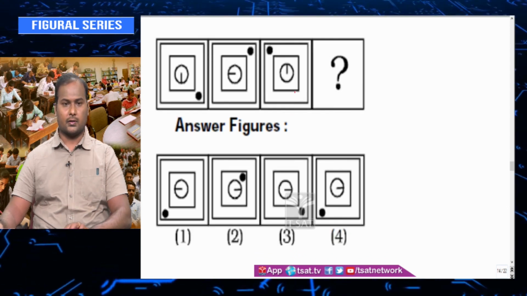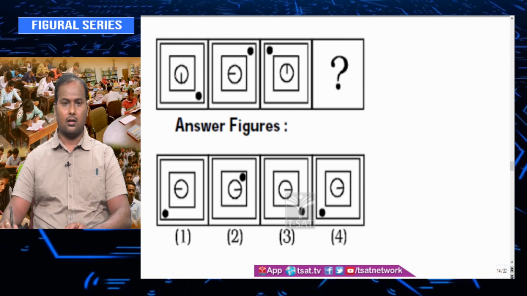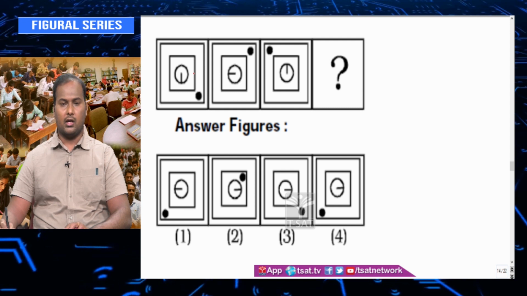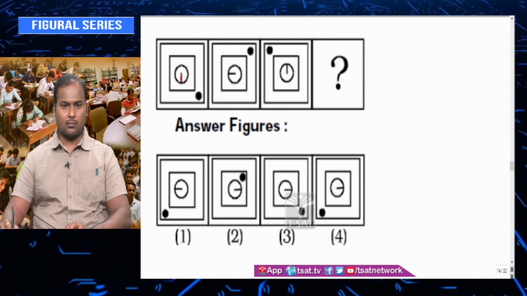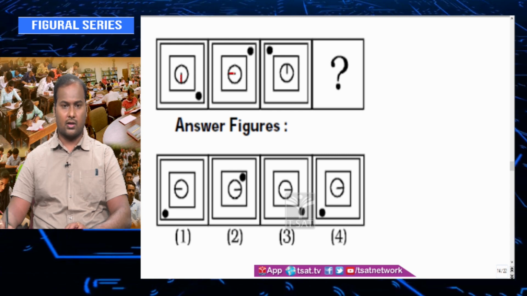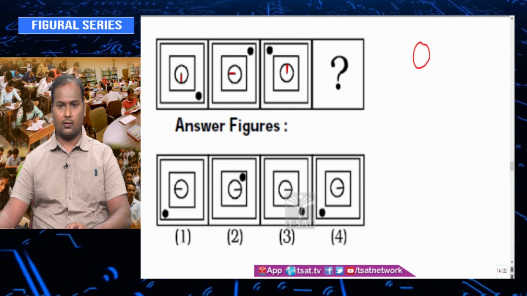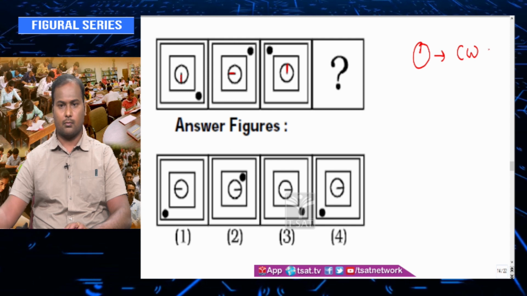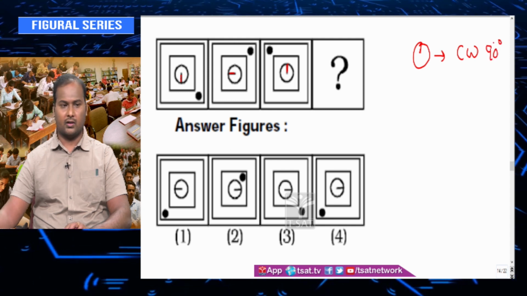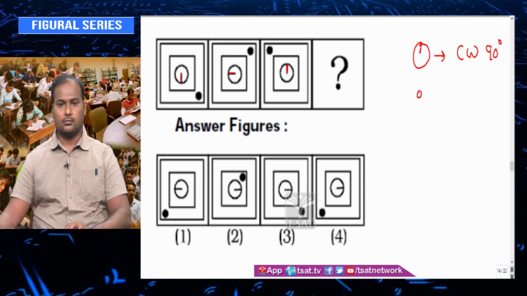In this particular question, you have two changes. One is inside circle and outside dot. You need to check out how this circle is rotating. Simply, initially this line is at the bottom. Now this line is showing on the other side. This is on the other side. Means this particular circle is moving in which direction? Clockwise by how many degrees? 90 degrees.